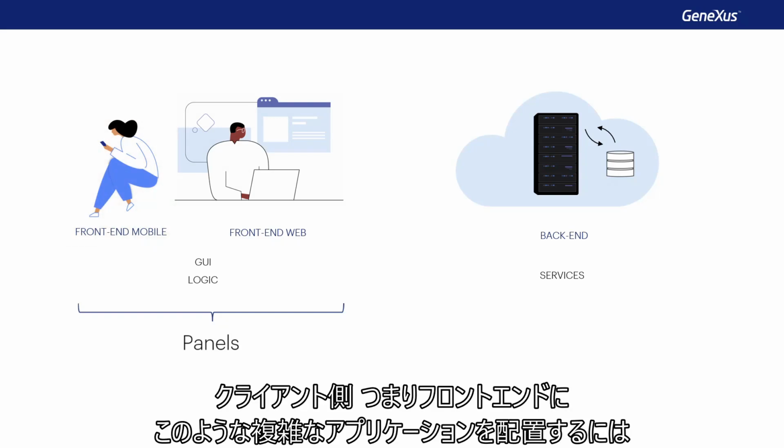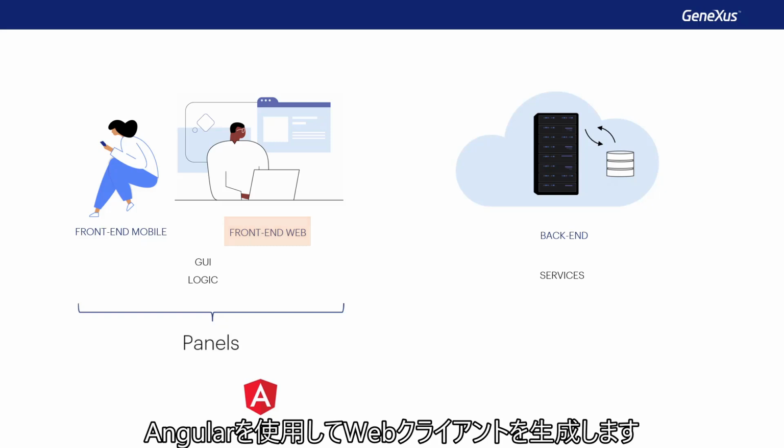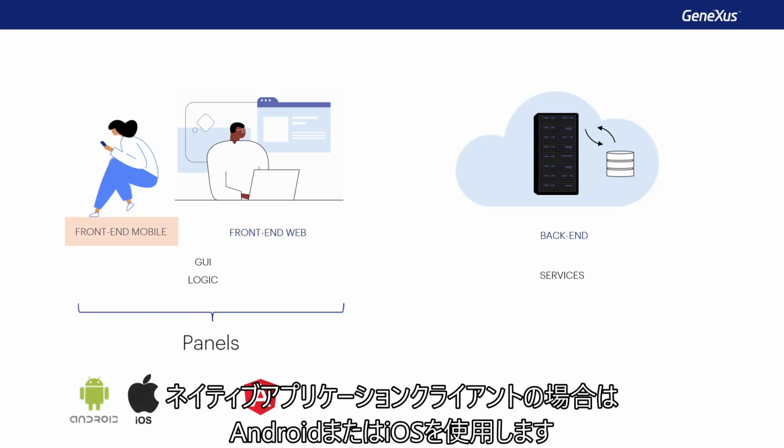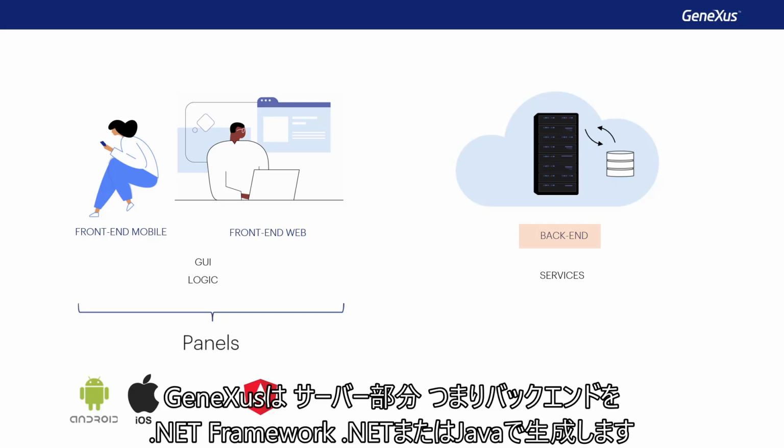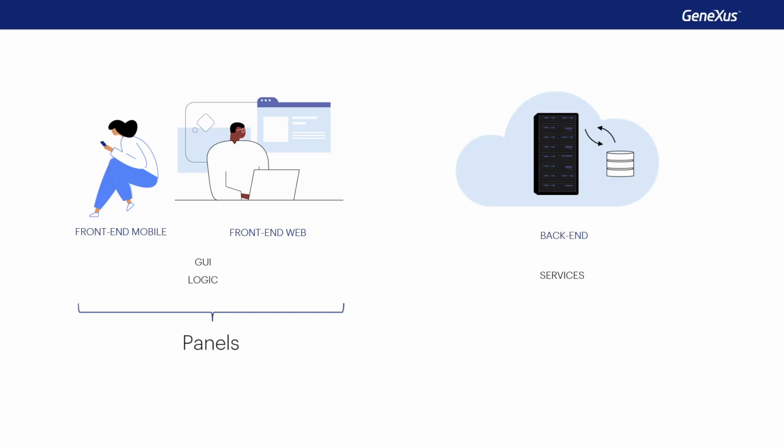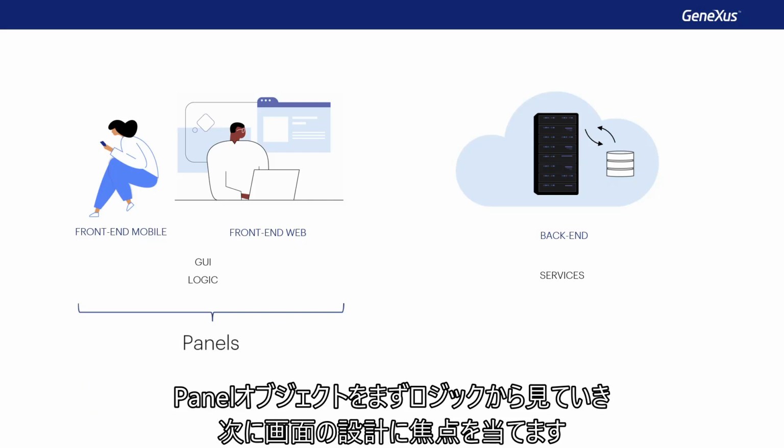In order to have these complex applications on the client side, the front end, we'll use Angular to generate the web client and Android or iOS for a native application client. GeneXus generates the server part, the backend, in .NET, .NET Core, or Java. We'll look at the panel object starting with its logic, and then we'll focus on screen design.